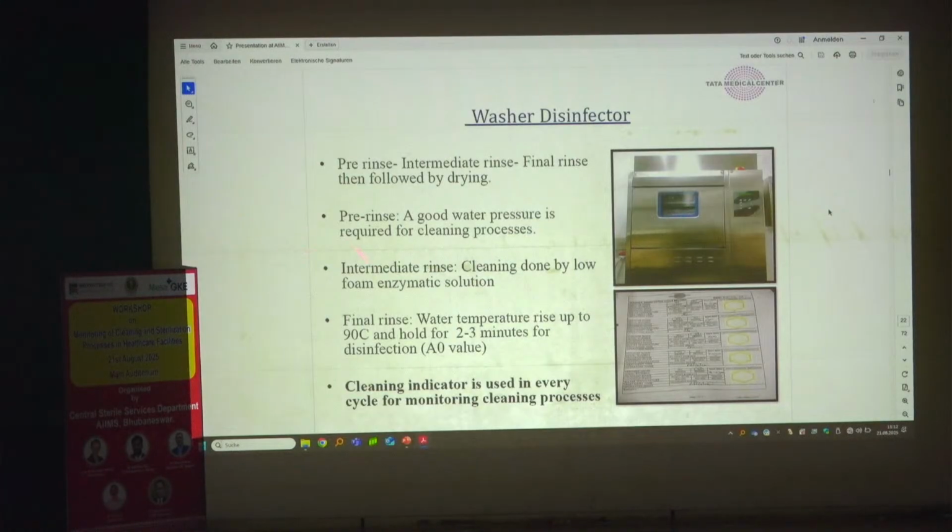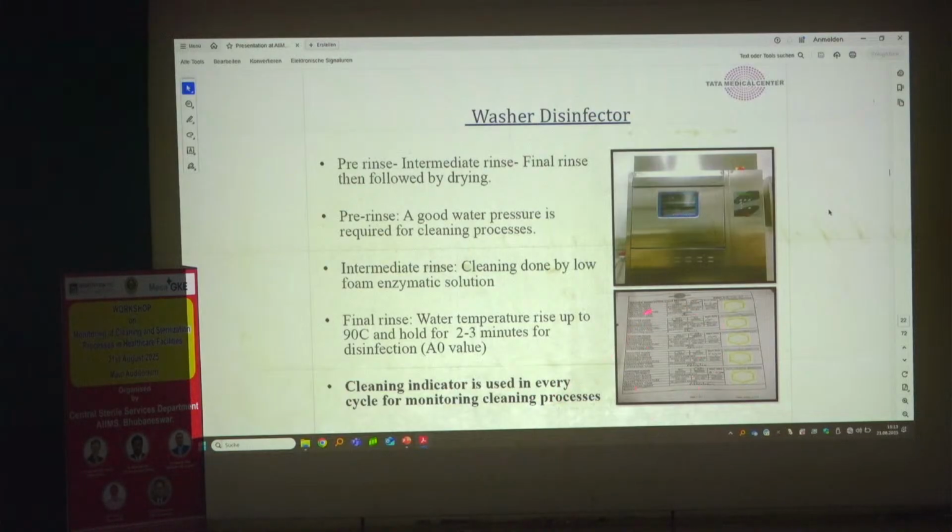So this is the cleaning. After that comes the intermediate rinse, where the solution is engaged when we are using the enzymatic based solution. Previously we used acidic and alkaline, now we have changed to the enzymatic solution. And in the final rinse, the water temperature rises up to 90 degrees centigrade, which is called the A0 value, where the temperature is held at 90 degrees centigrade for 2 to 3 minutes. And a cleaning indicator is used in every cycle for monitoring the cleaning process.